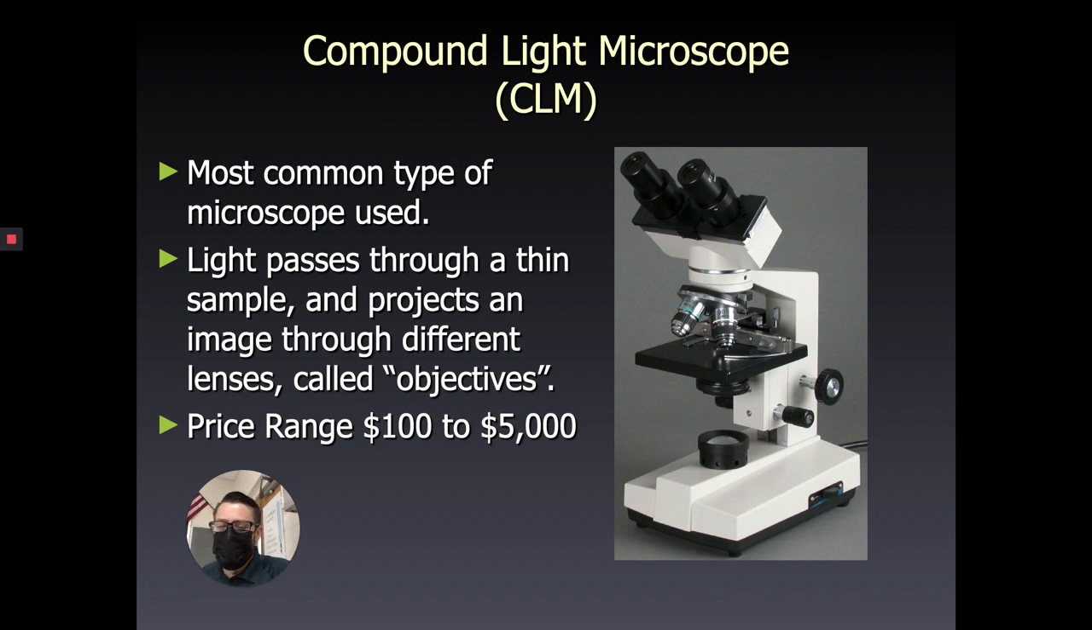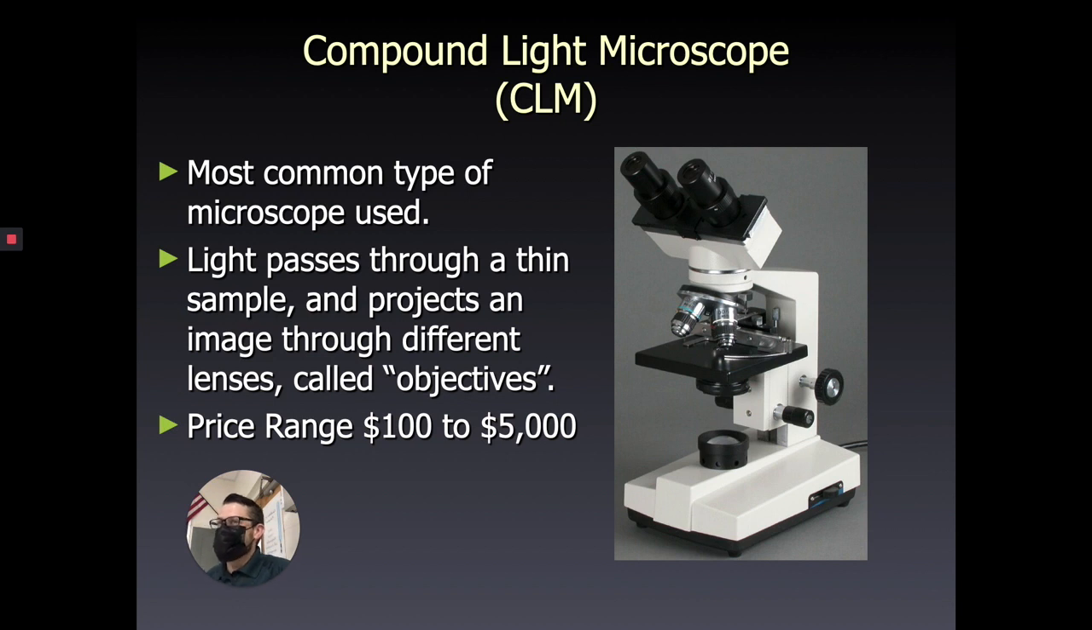So the first one we have here is the compound light microscope, or CLM for short. And this is the most common type of microscope used. We'll see it in high schools, we see it in college, we see it in professional research facilities, we see it in forensic crime labs. So this is the most common type of microscope out there for a couple of reasons.